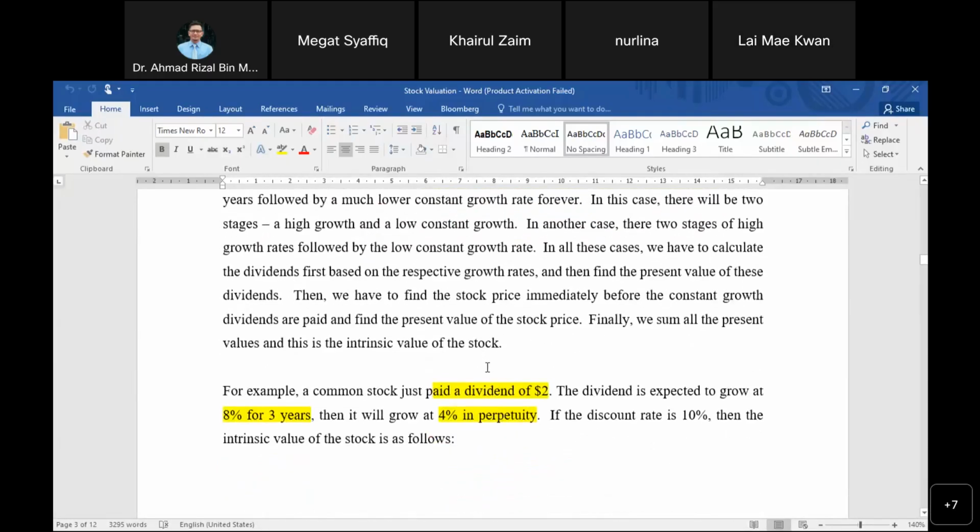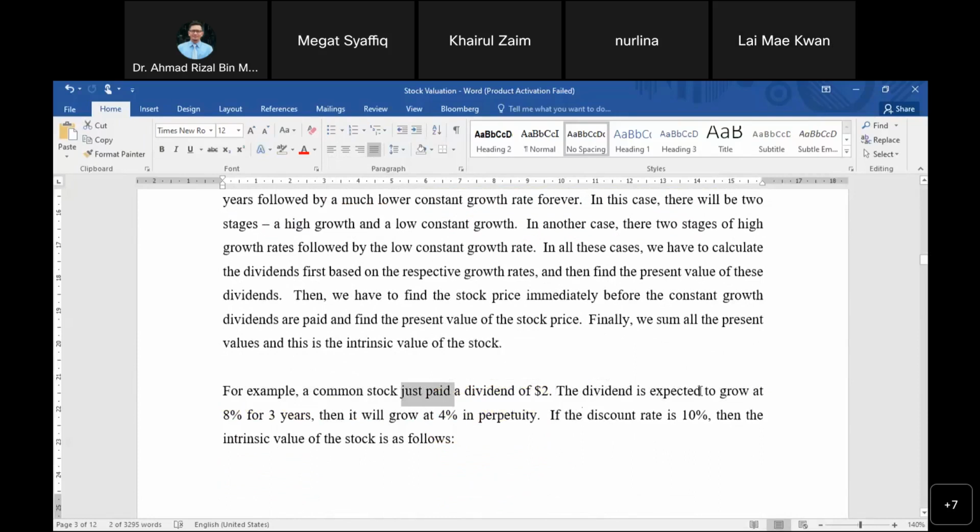Now let's look at an example. A common stock just paid a dividend of $2. Remember, just paid just now? So this $2 is D0, not D1.